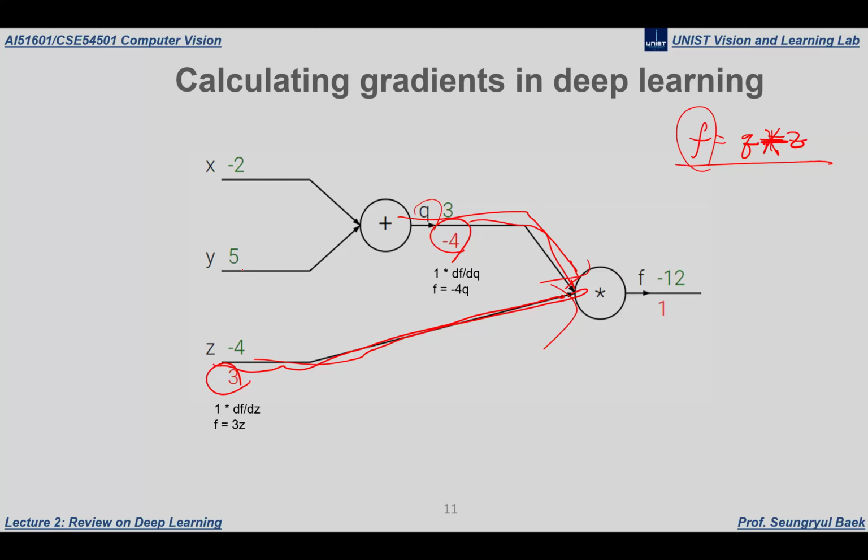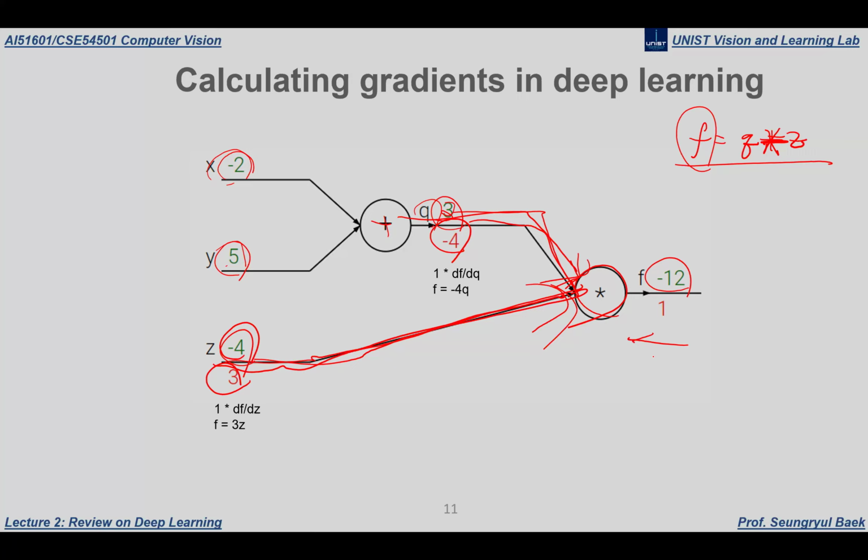And these values, -2 and 5, the green values, are the input values. When they are added, 3 comes out here. And -4 was the initial value for the node z. If they are combined via multiplication, the final value in f will be -12. This is simple. The forward rule is the basic calculation.